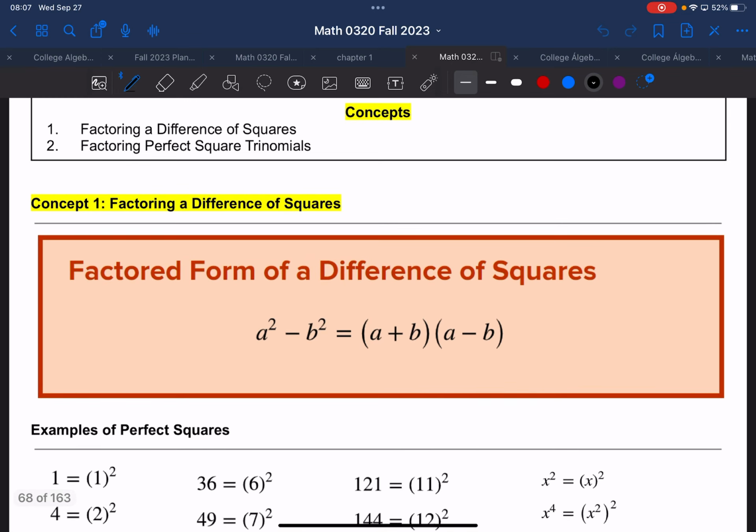And the special case here is that a squared minus b squared can be written as the factors a plus b, a minus b. So this a and b could either be a variable or a number. For example, it could say something like x squared minus 5 squared. Okay. So then we would write this as x plus 5, x minus 5.